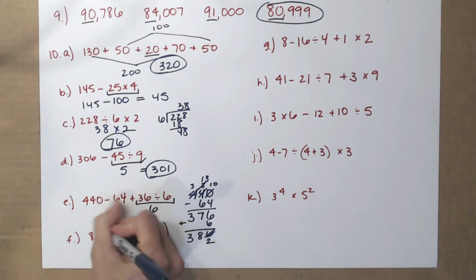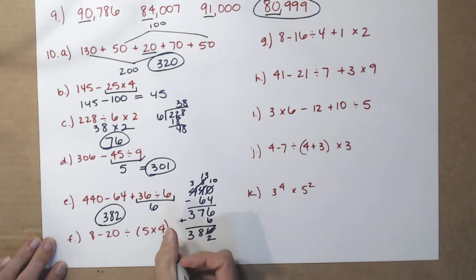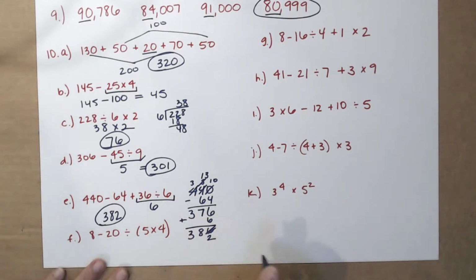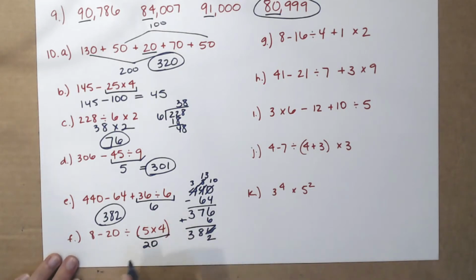382 on that one. On letter F, I have to do parentheses first. This is our first one with parentheses. Parentheses always comes first. 5 times 4 is 20. Now I need to do multiplication and division from left to right. Here we have 20 divided by 20 is 1. And then I can just do 8 minus 1, which is 7.